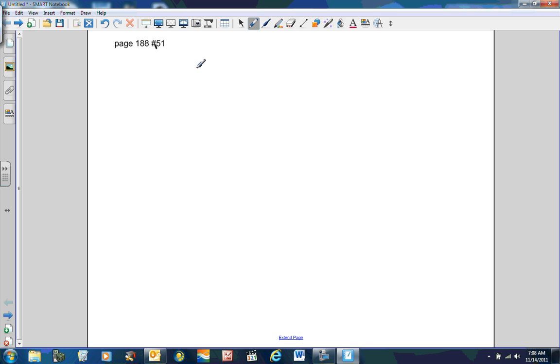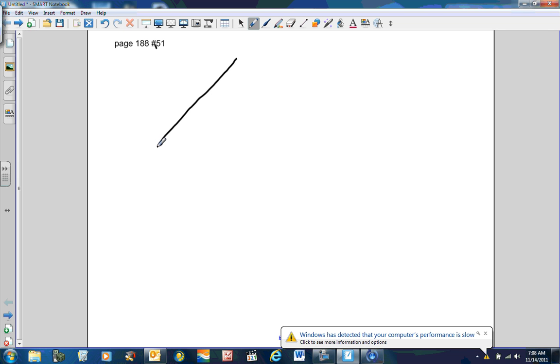We have page 188, number 51. A 25-kilogram child on a 2-meter long swing is released from rest when the swing supports make an angle of 30 degrees with the vertical. So if we draw the situation, basically what you have here is a person on a swing, right?